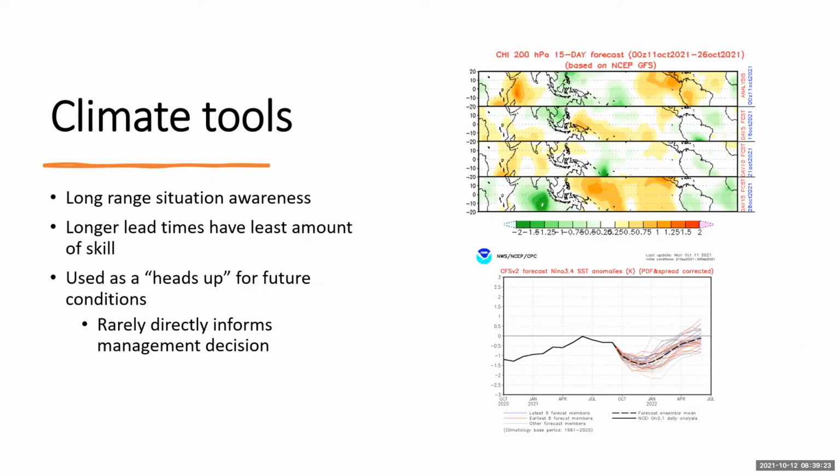So we'll step through each of the types of products that can go into a decision support system to support FIRO. With climate tools, like I mentioned before, they give long-range situational awareness. The longer lead times have the least amount of skill, and so as mentioned before, there's not a lot of action taken based off of what climate tools or products are showing. It serves as a heads up for future conditions, something to keep in the back of your mind.